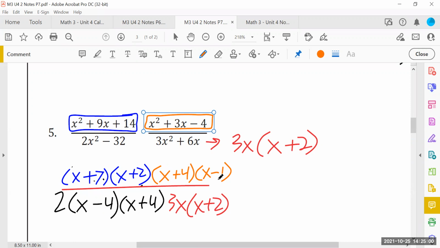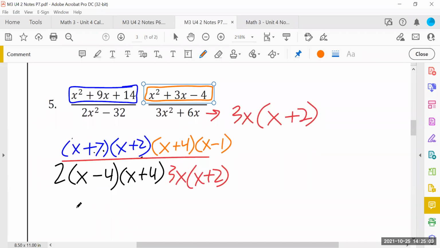And then I could look through, find my excluded values. X cannot be 4, -4, 0, and -2. Don't forget the 0 there from the x that's by itself. That x, if I put 0 in there, you're going to make it 0.